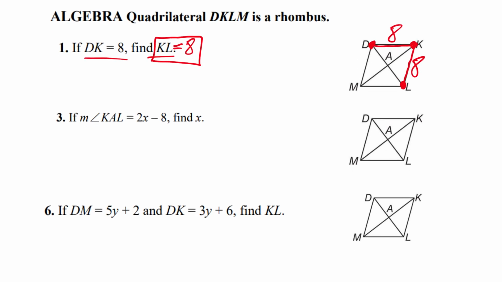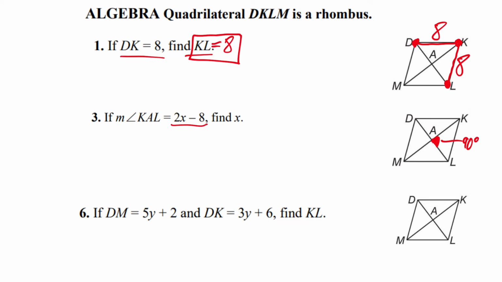Okay, the next one is talking about angle KAL. So angle KAL is this angle right here. Okay, this angle right here. And in those properties we just talked about, how big is that angle going to be inside of there? 90. So that angle right there is 90 degrees. And it says it's 2x minus 8. So what I'm going to do is I'm going to set 2x minus 8 equal to 90 to find the value of x.